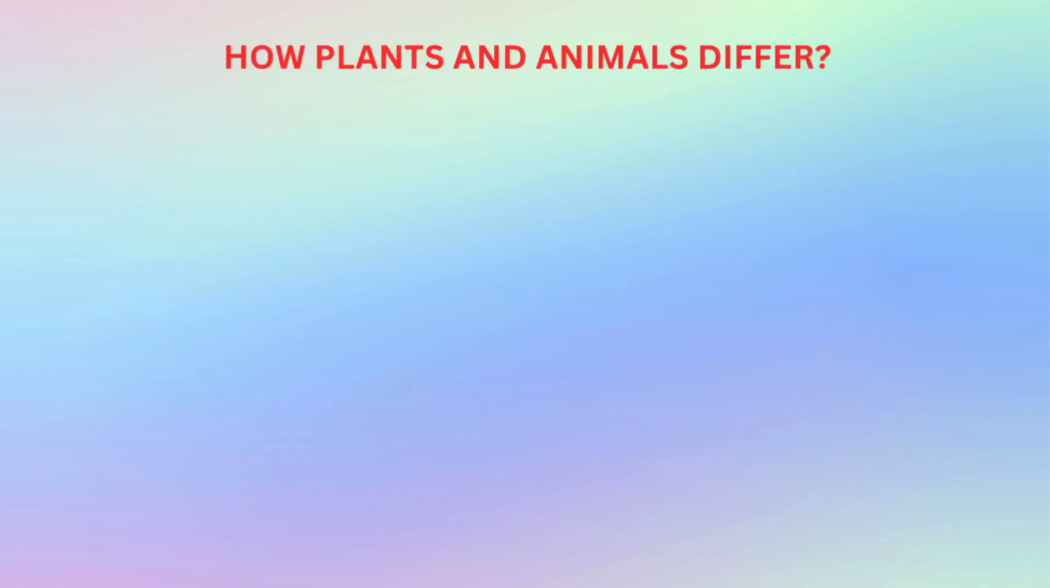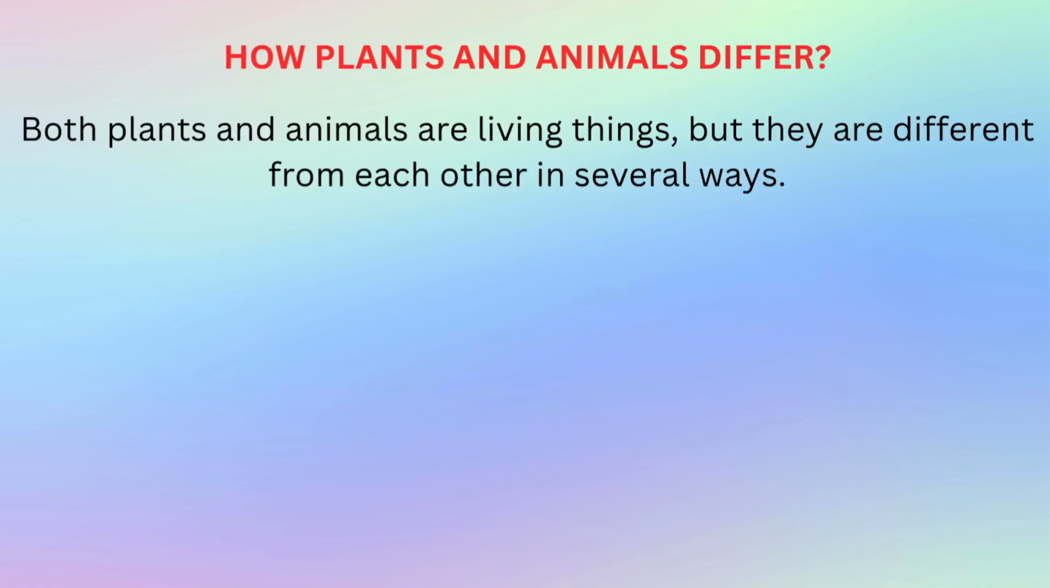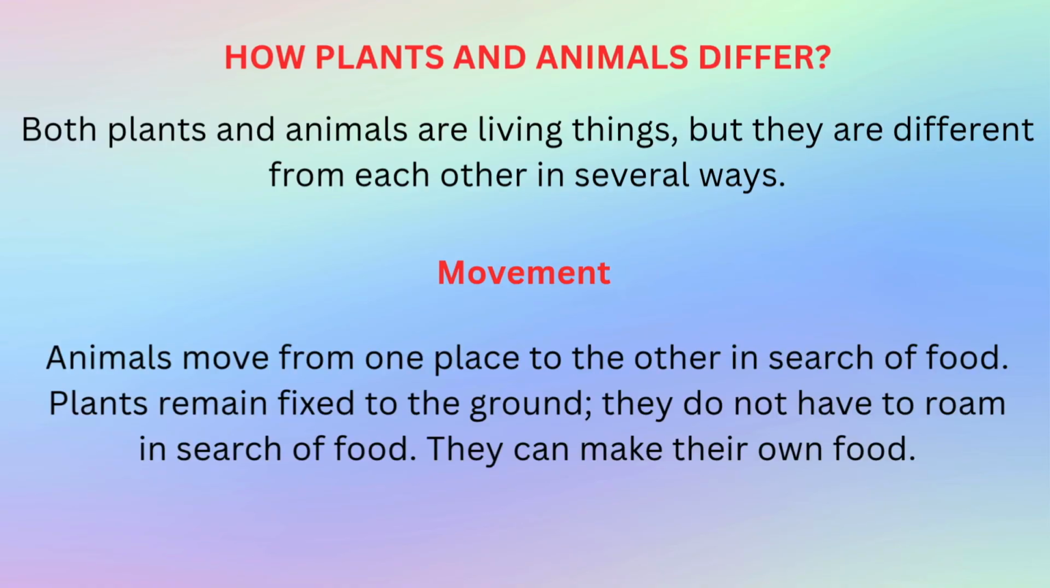How plants and animals differ. Both plants and animals are living things, but they are different from each other in several ways. Movement. Animals move from one place to the other in search of food. Plants remain fixed to the ground. They do not have to roam in search of food. They can make their own food.